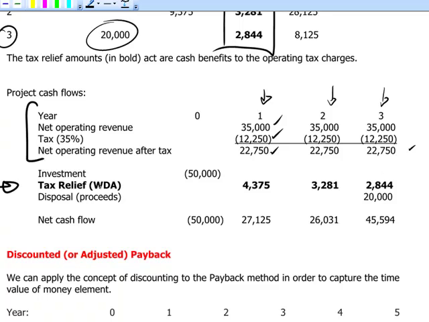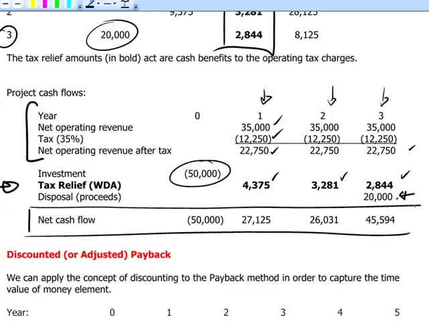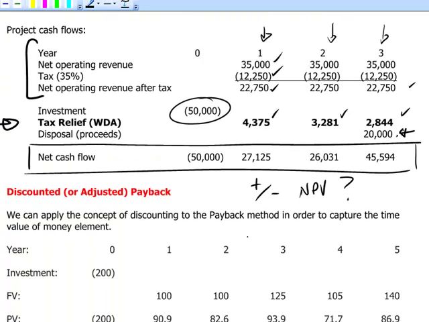22,750. Here's the year 0 investment made, 50,000, and now we have to add back the tax relief generated due to the written down allowances, and of course in year 3 we realized the disposal of the equipment for 20,000. Put that all together and we end up with our net cash flows. This is the cash flows now which have to be discounted at the appropriate discount rate in order to come to a determination of whether we have a positive or negative net present value on the project. In other words, whether it's acceptable or not.